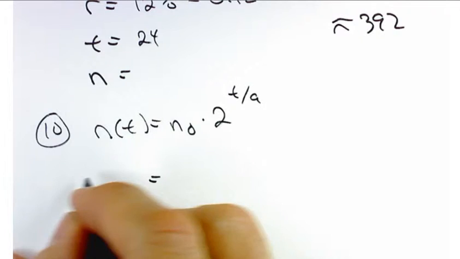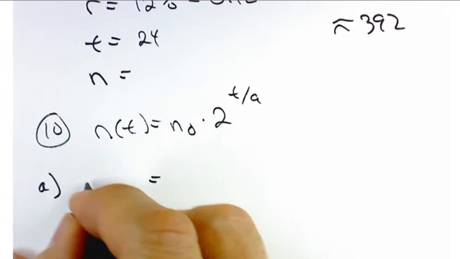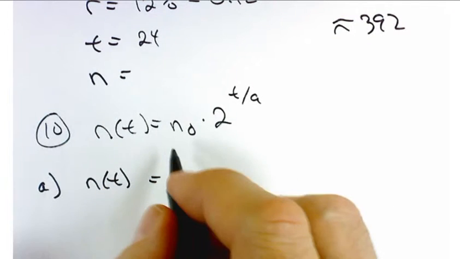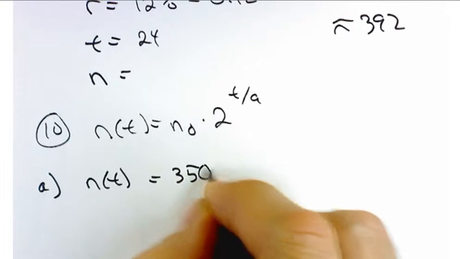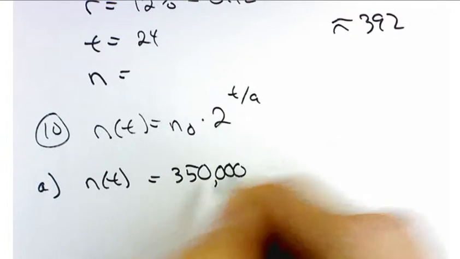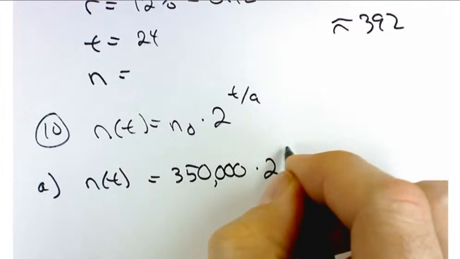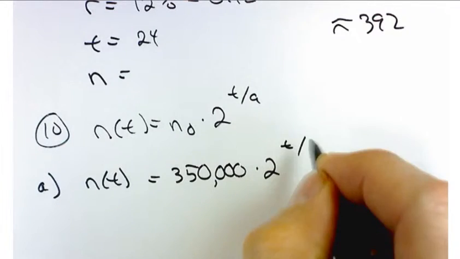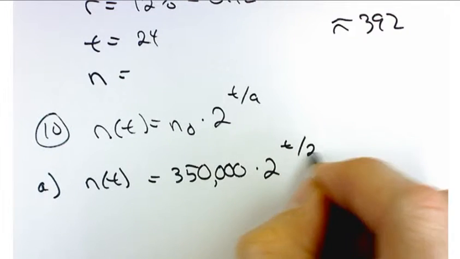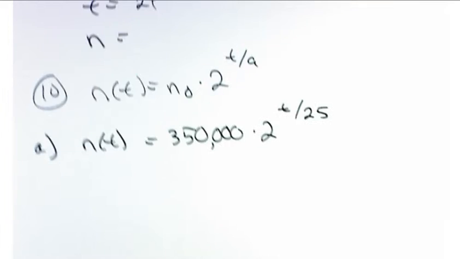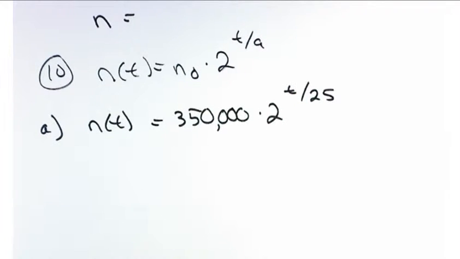So for part A, well, n sub 0, that's your initial population, 350,000, times 2 to the t over a. The doubling time is 25 years. So great. Got the first part.